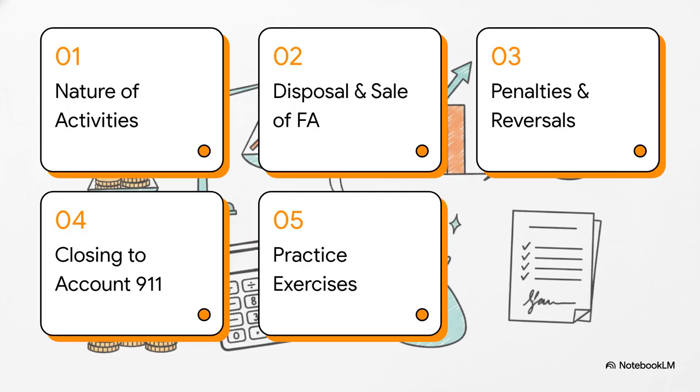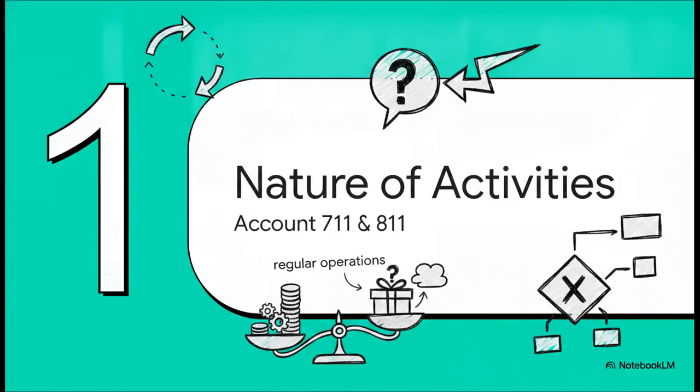Here is a quick look at our roadmap for Chapter 4 today: the nature of other activities, disposal and sale of fixed assets, penalties and reversals, closing to account 911, and we'll wrap it all up with some practice exercises. Let's get right into it. Section 1, the nature of other activities.